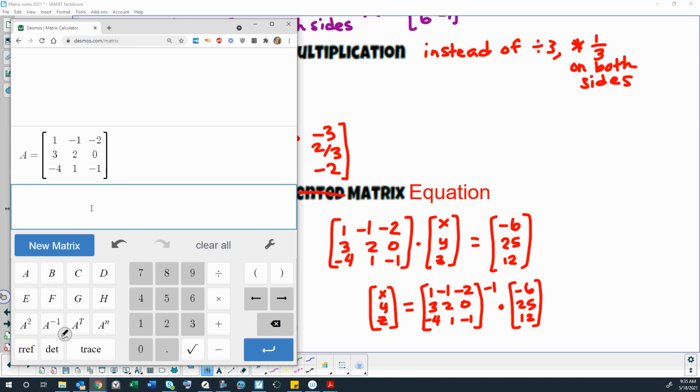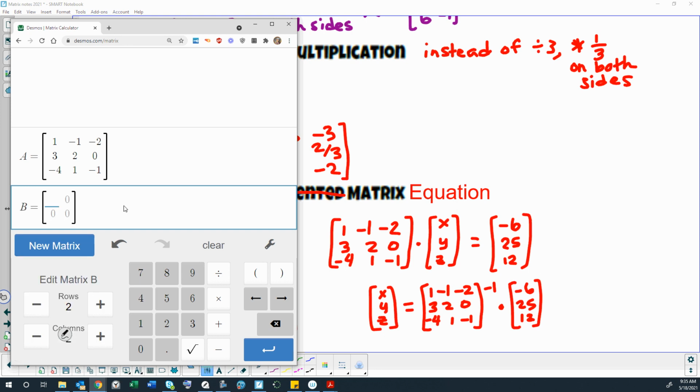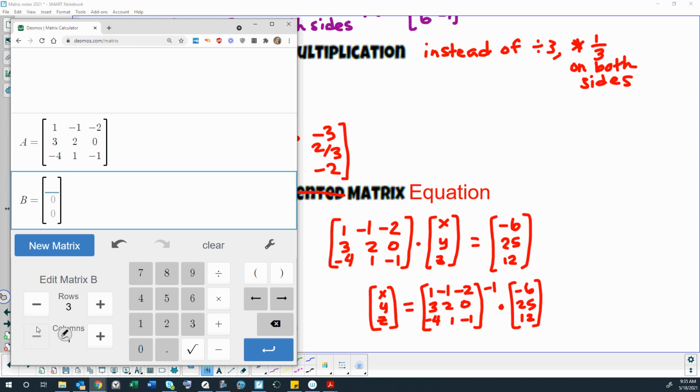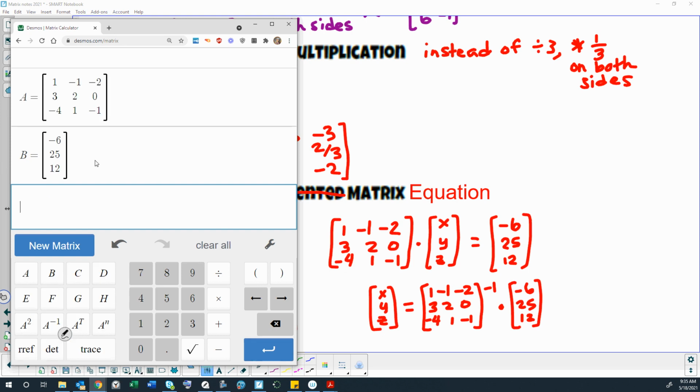Going to hit enter. Now I'm going to type in a new matrix, and I'm going to call this one matrix B, and I'm going to make sure it's 3 rows but only 1 column. So for that one, I'm typing in -6, 25, 12. So I have typed in this matrix right here. It turned out to be a matrix A. And I've typed in this matrix right here, which is turning out to be matrix B. Hit enter on that one so that those matrices are stored in my matrix calculator.